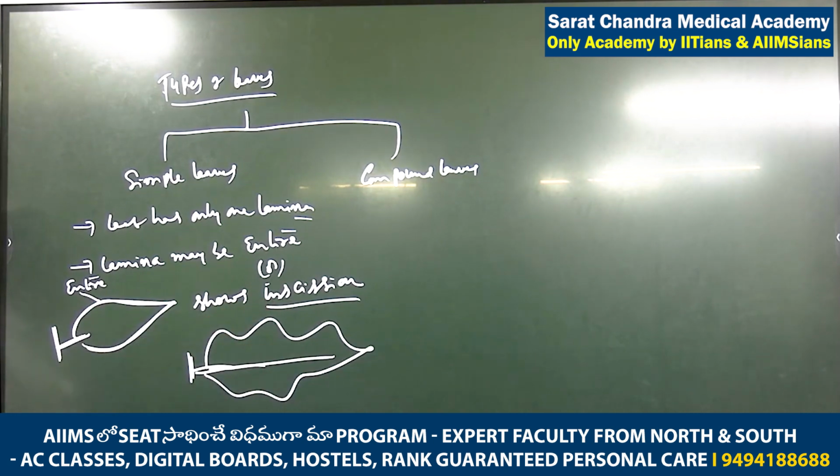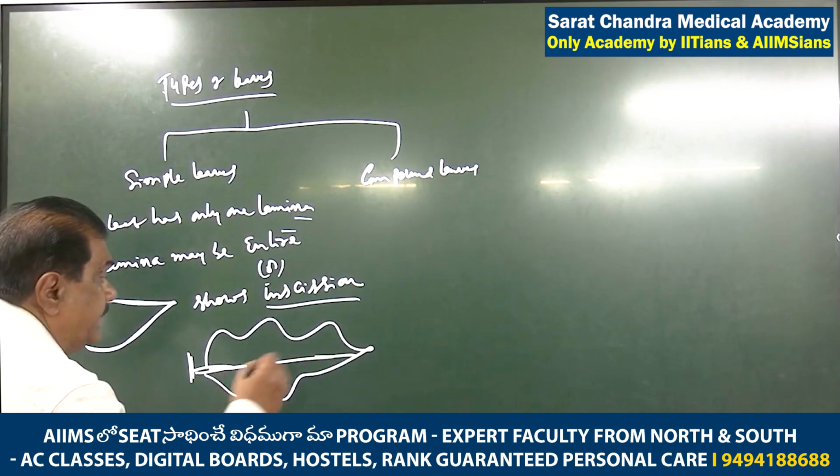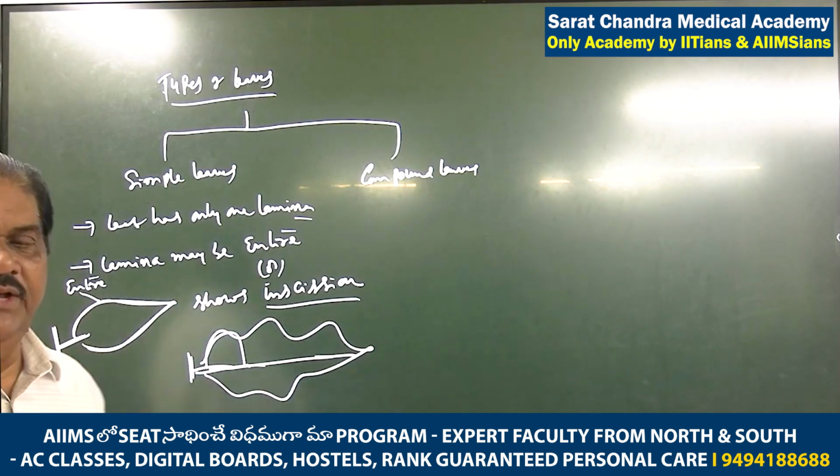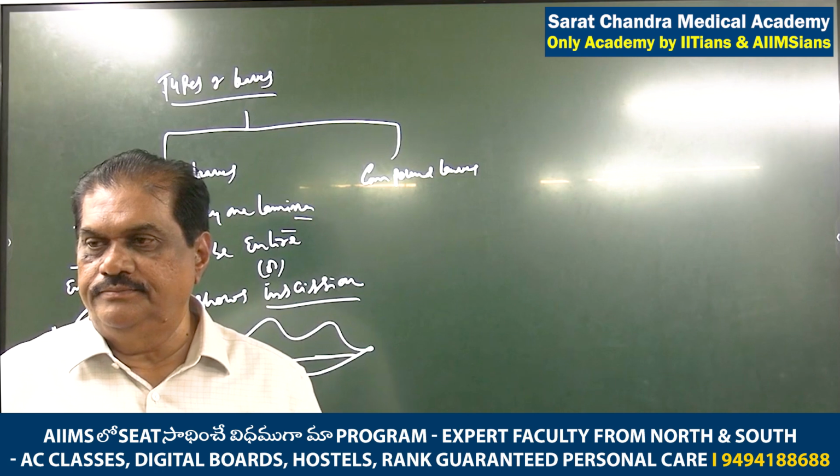And you have to remember, the incision will not touch the midrib. If it touches the midrib, it becomes a compound leaf. In simple leaves, incision occurs, but will not touch the midrib. The simple leaf that shows incision can be seen in mustard.